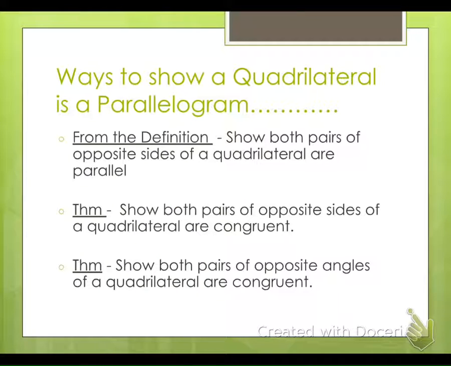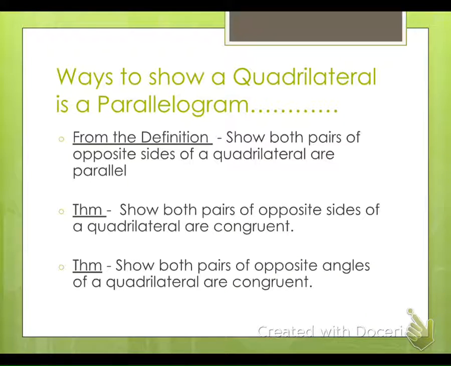To show that a quadrilateral is a parallelogram, our first way is from the direct definition. You show that both pairs of opposite sides of the quadrilateral are parallel. So it has 2 sets of parallel sides that are opposite of each other. The next one is by a theorem: show that both pairs of opposite sides of the quadrilateral are congruent. You can also do it by the theorem that both pairs of opposite angles of the quadrilateral are congruent.